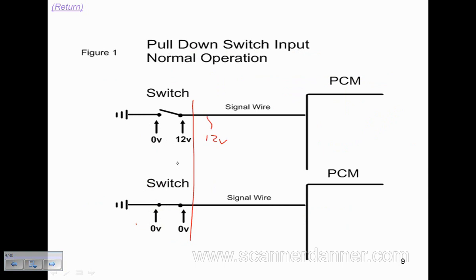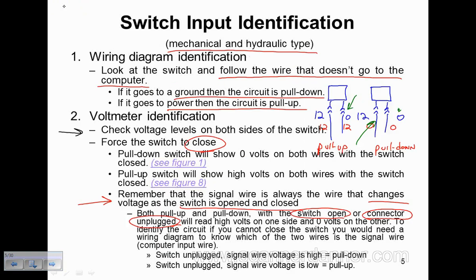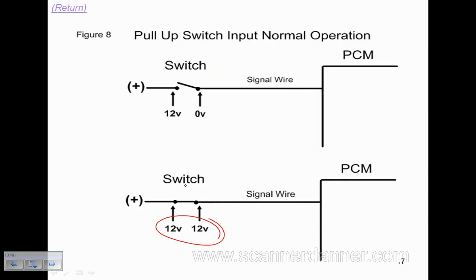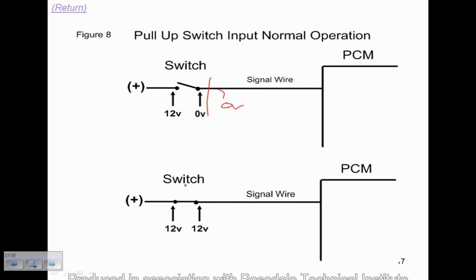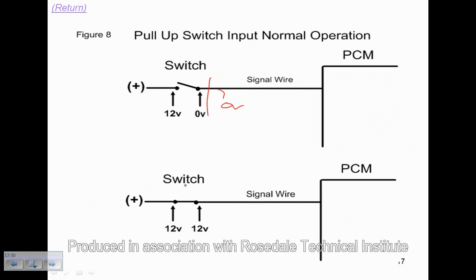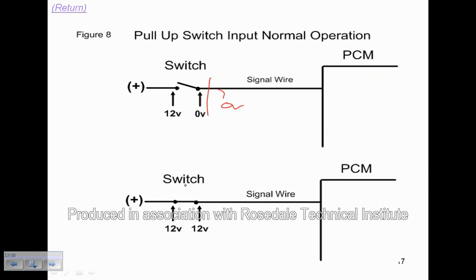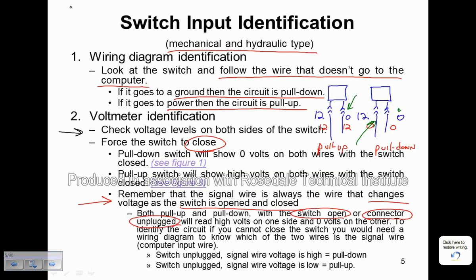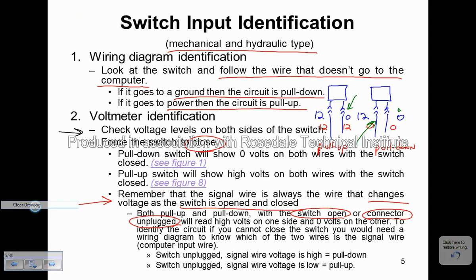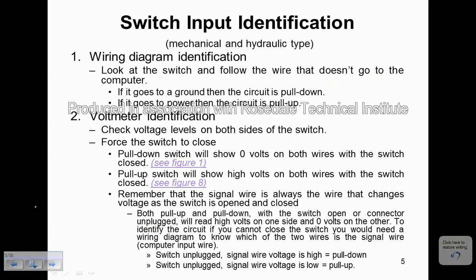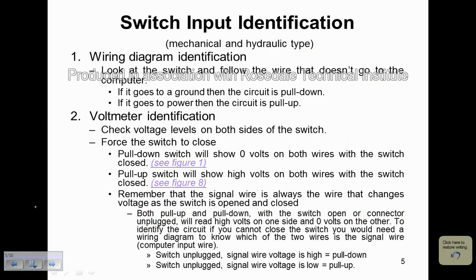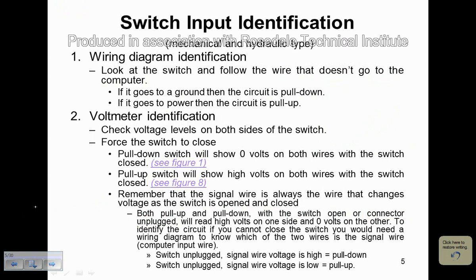On the pull-down design, where the pull-up design, unplugged, bad switch, you're going to read 0 volts here all the time. So you can see that using the diagram combined with a voltmeter, you can figure out which one your signal wire is. Okay, so identification, again, is key. Before we can do troubleshooting on these, we need to identify the circuit.